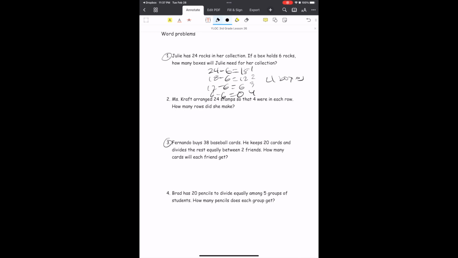Well, if he buys 38 cards and keeps 20 of them, first you would want to do 38 minus 20 because he keeps 20. So he'd give out 18 cards. And if he splits it equally between 2 friends, it'd just be 18 divided by 2, which is equal to 9. So the answer is 9 cards.